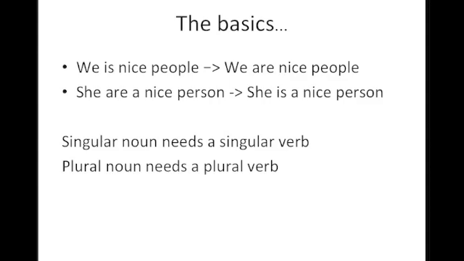And that's because a singular noun needs a singular verb and a plural noun needs a plural verb. So we need are and not is. We are nice people. Sounds right. She is a nice person. Sounds right. That's because the verb agrees with the noun.